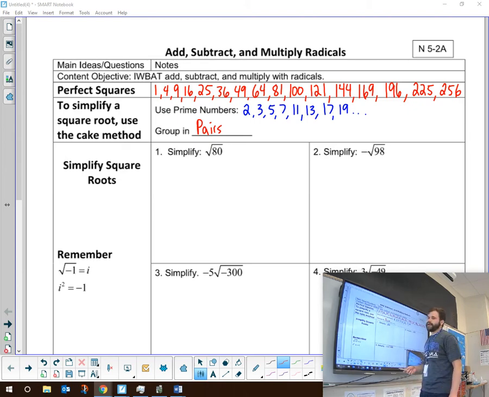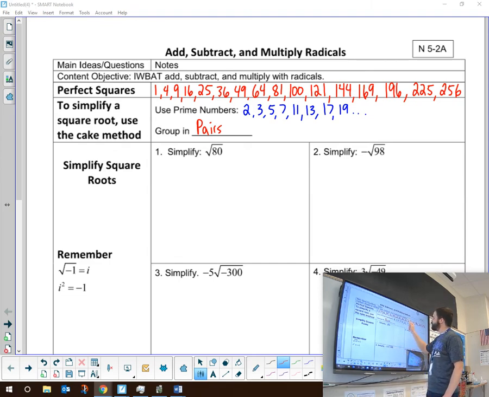Well, not all radicals are a perfect square. Like if we had the square root of 9, I would know that that's 3. Square root of 16, hey, that's 4. Here is a list of my perfect squares, but unfortunately there's a lot of numbers that don't fall into that. The square root of 80 is one of those numbers.